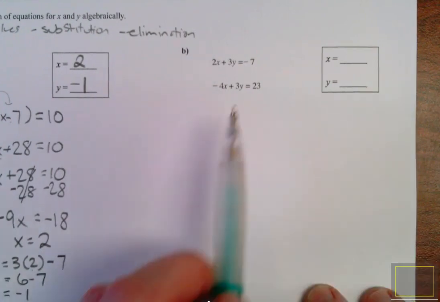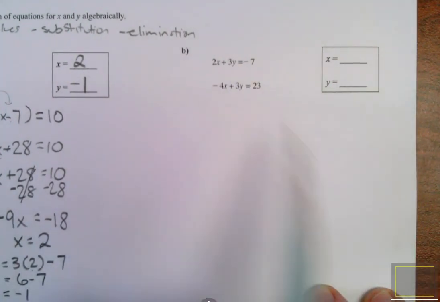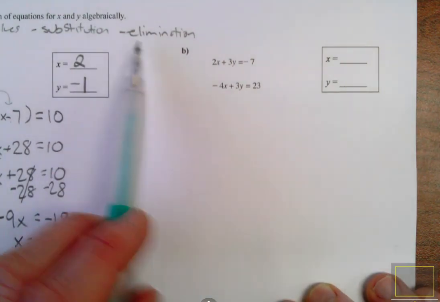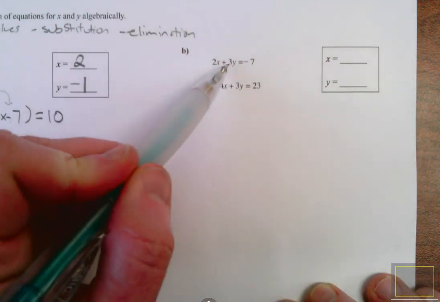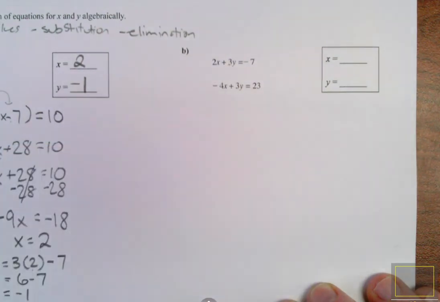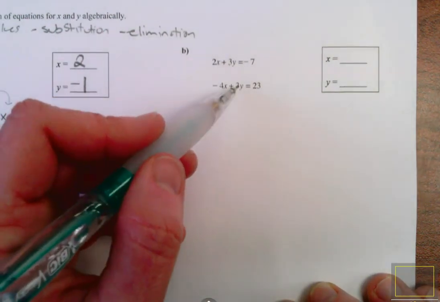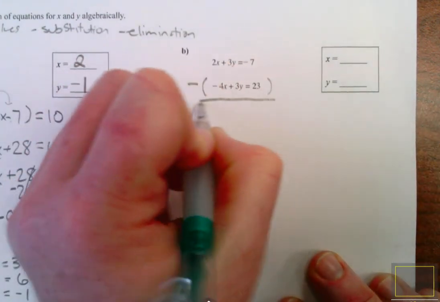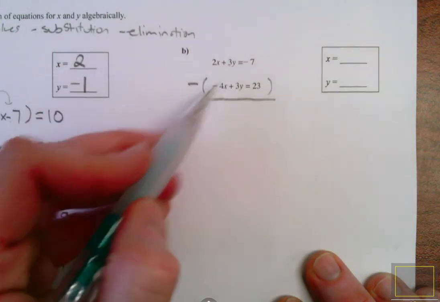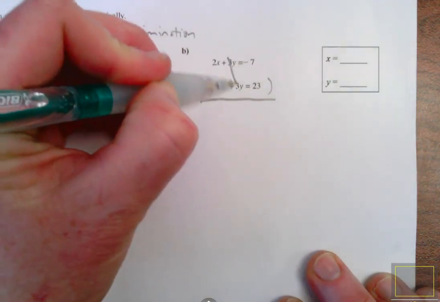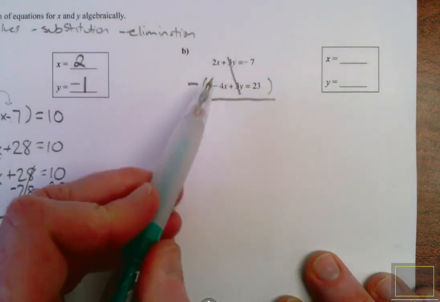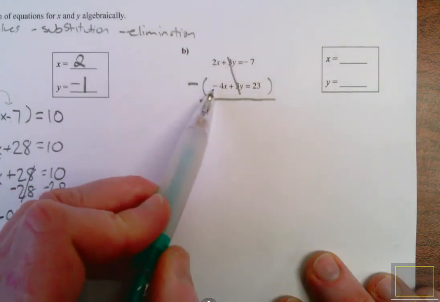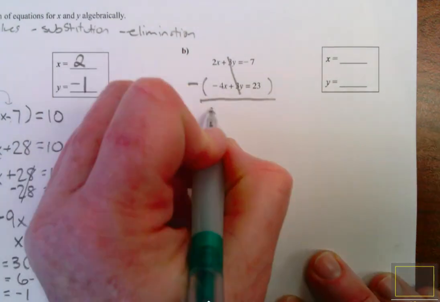So B, not really set up for substitution because we're not solved for either x or y. Can't really do equal values. Oh, elimination. Look, we've got a 3 and a 3. They match. So we can subtract here. If I subtract, I will get rid of the y's. So I'm going to subtract, right? 3y minus 3y, those cancel. And then I have 2 minus a negative 4, that's 6.